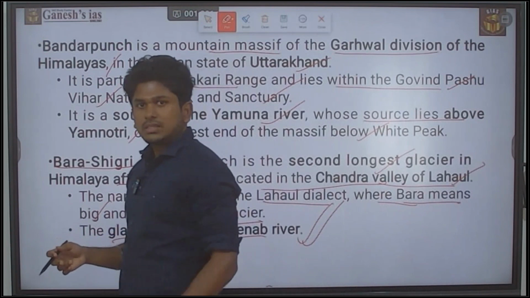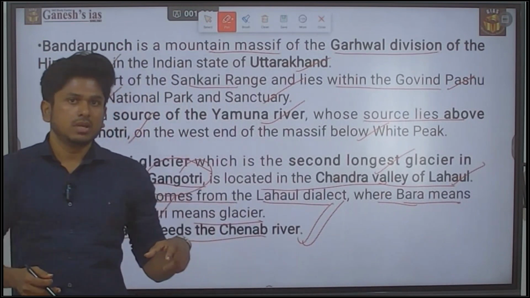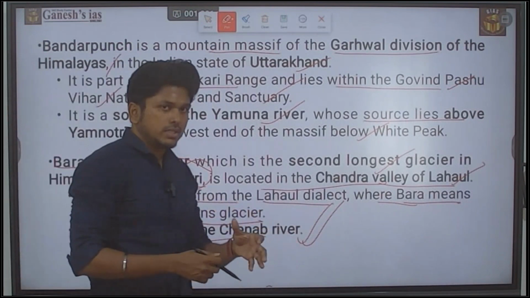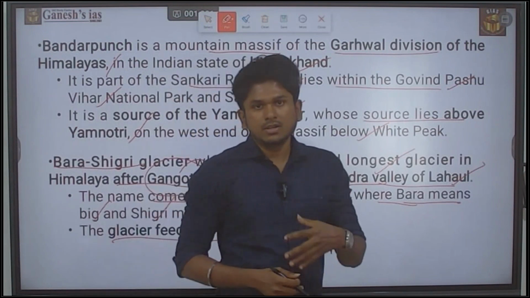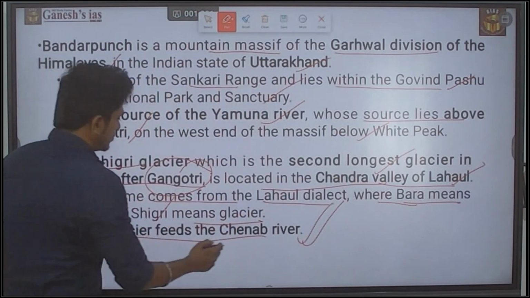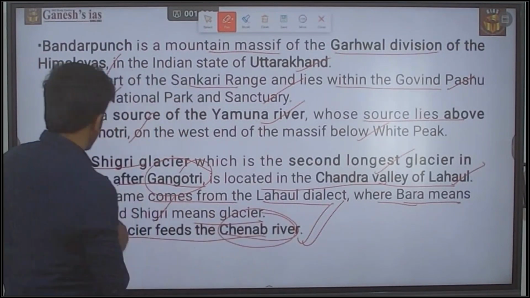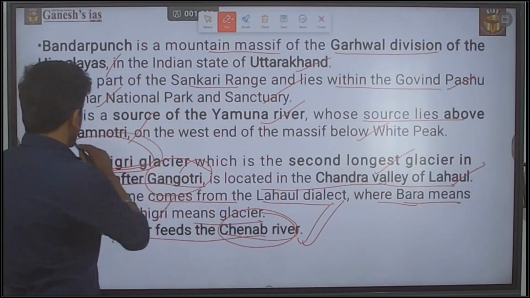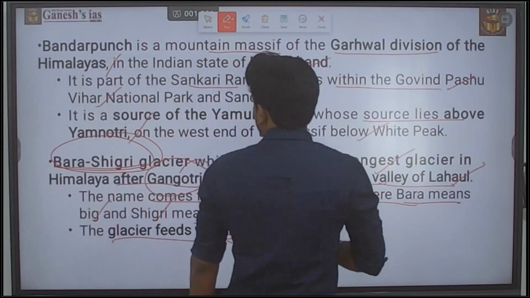Please note, the Chenab River was in the news related to the Indus Water Treaty and the Pahalgam attack. So the Chenab River is also in the news, and there is a possibility of a question from this. The Chenab River is actually fed by the Vara-Shigri Glacier, so there is a possibility for the question.